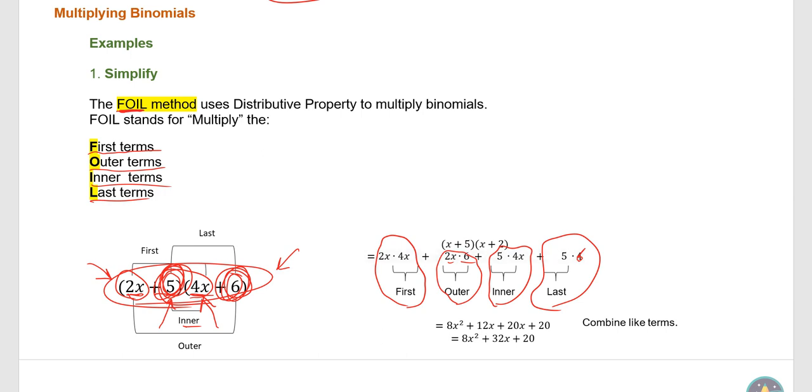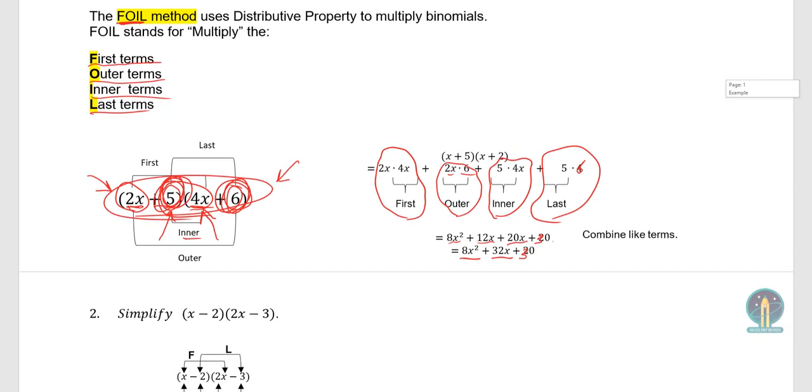Now we can very easily simplify this further. So 2x times 4x is 8x squared, plus 2x times 6 is 12x, plus 5 times 4x is 20x, and then plus 5 times 6 is 30. And then we can just combine like terms. So 8x squared, there's nothing else that has x squared, so this remains as is. 12x plus 20x is 32x. And then 30 is 30. No other constants to combine with.